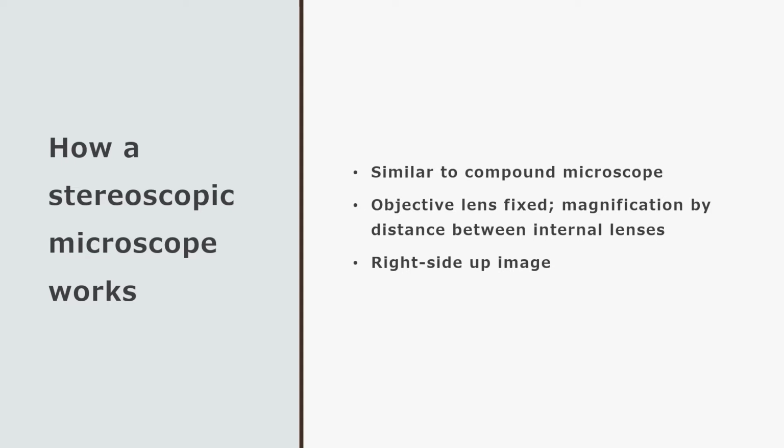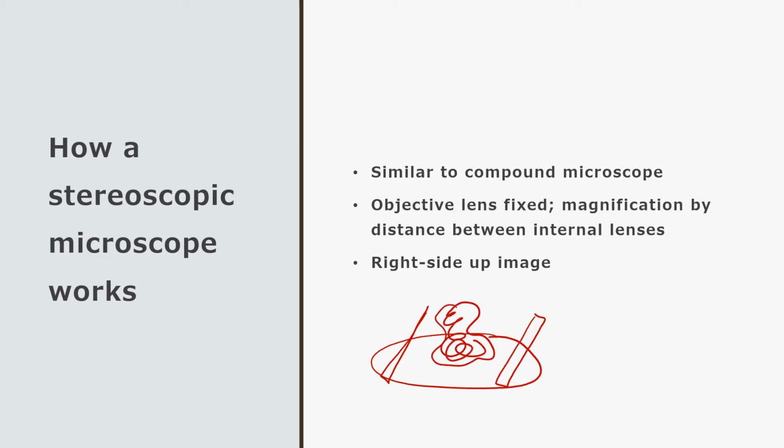So again, it's similar in function and how it works to a compound microscope, but it has a fixed objective lens and the magnification changes based on the distance between those internal lenses. This creates a right side up image. Ultimately, it's got a couple other lenses on the inside there, and your image is in fact oriented how you interact with it in 3D space. This is really nice. If you think back to that last slide, you have your stage right here. You've got a couple clips to help hold stuff down if you need to. And you'll have your object right here, right?